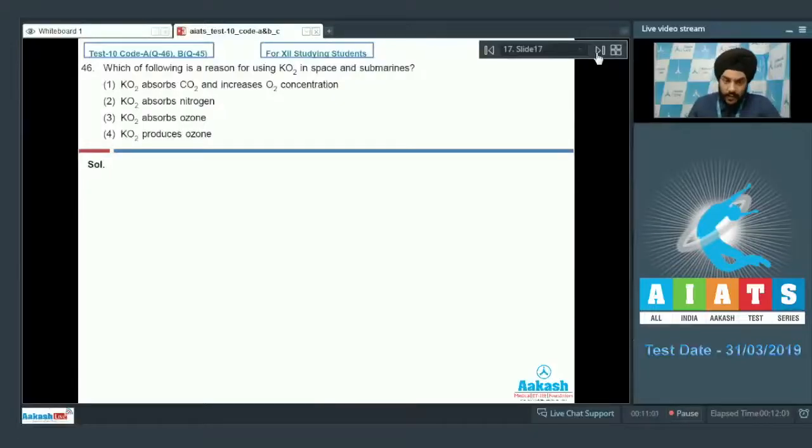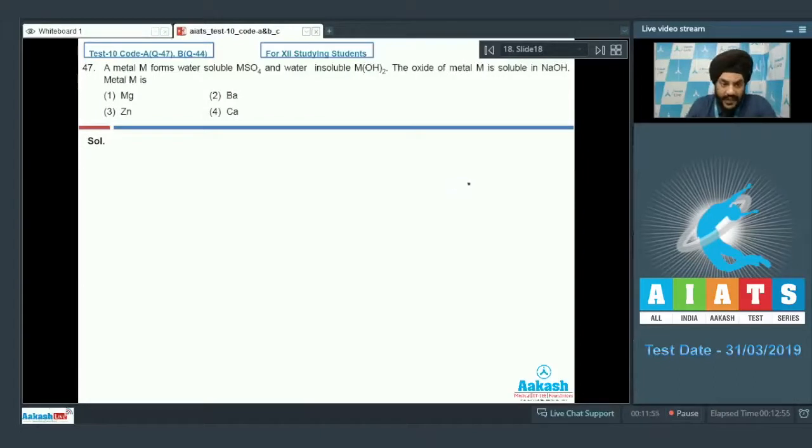Let us look at question number 46 now. Which of the following is a reason for using KO2 in space and submarines? So if we talk about KO2, the KO2 reacts with CO2 to generate oxygen again. So it forms K2CO3 and it forms O2. So it is used in space and submarines because it will absorb the CO2 which is produced and generate oxygen for the people to breathe. So if you look at the options which are given to us, we can clearly see that we have to select the first option as the correct answer. Let us look at the next question.